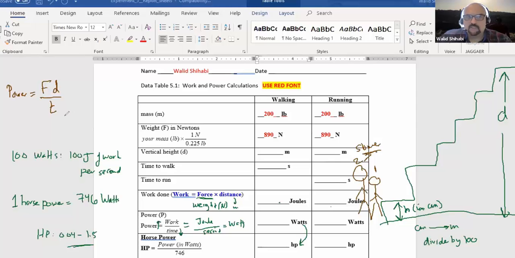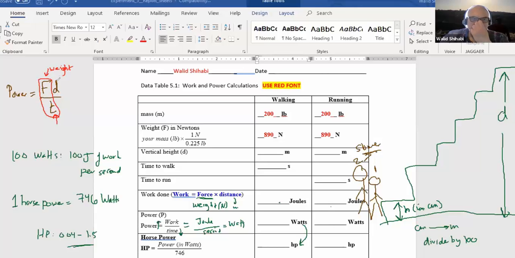Of course, the slower student will have less power. The longer the time, the less the power. But there's also the weight. F here represents the weight. So if person 2 has more weight, enough to offset the time difference, he can get more power. So power depends on this ratio of weight, the force, to time.